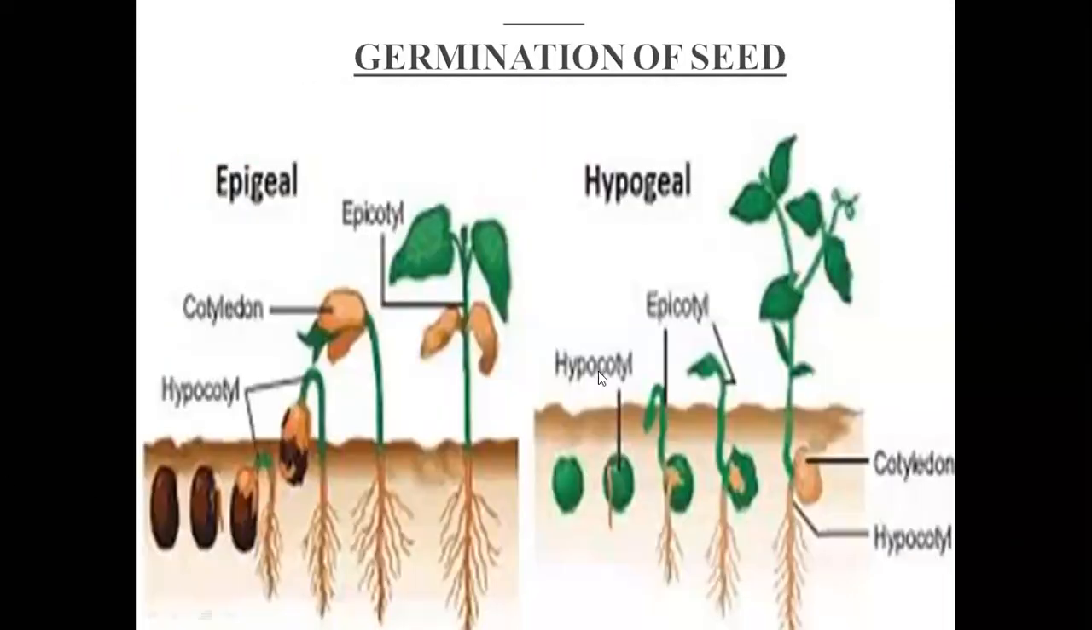Not clear here, but let me tell you through this diagram. This is epigeal germination and this is hypogeal germination. What happened here? In epigeal germination, here you can see what happened. The hypocotyl elongates. You can see here, this is the hypocotyl, that was below the attachment point, right? The cotyledons are below the attachment point, you can see that these are the cotyledons, right? And this is below the attachment point.